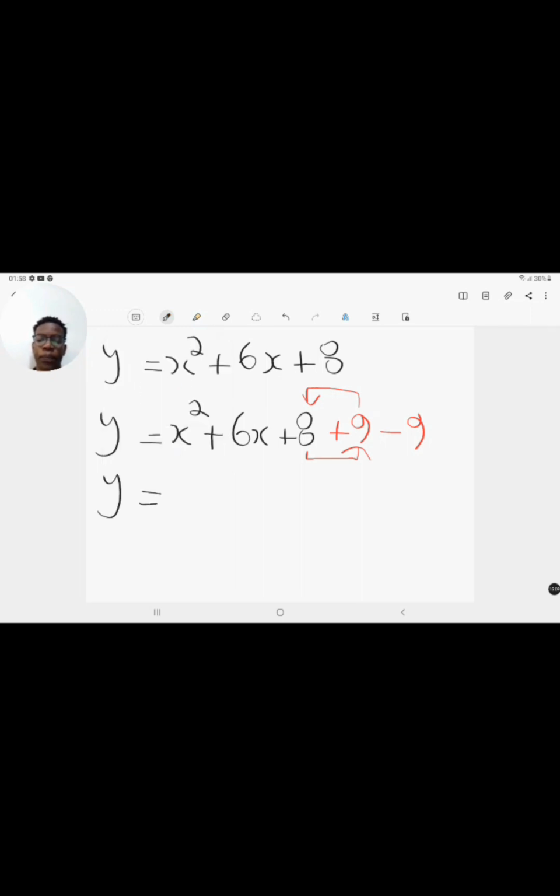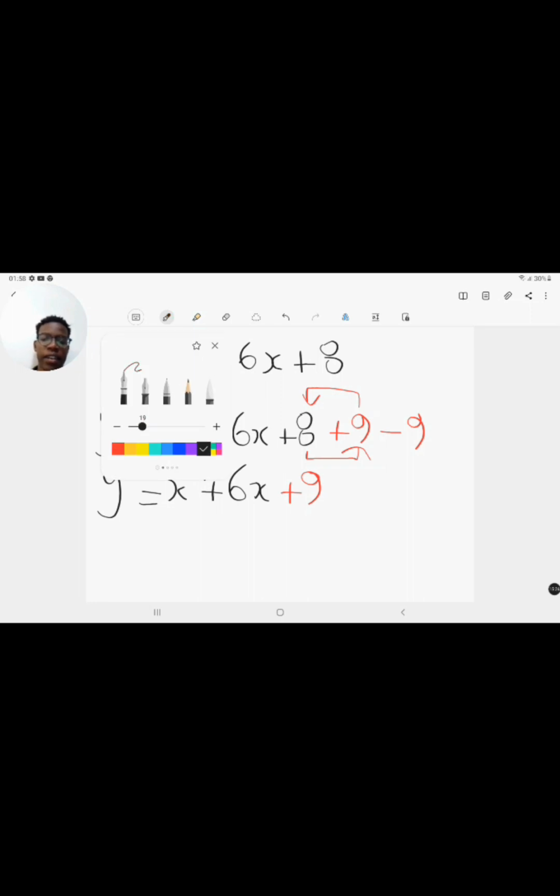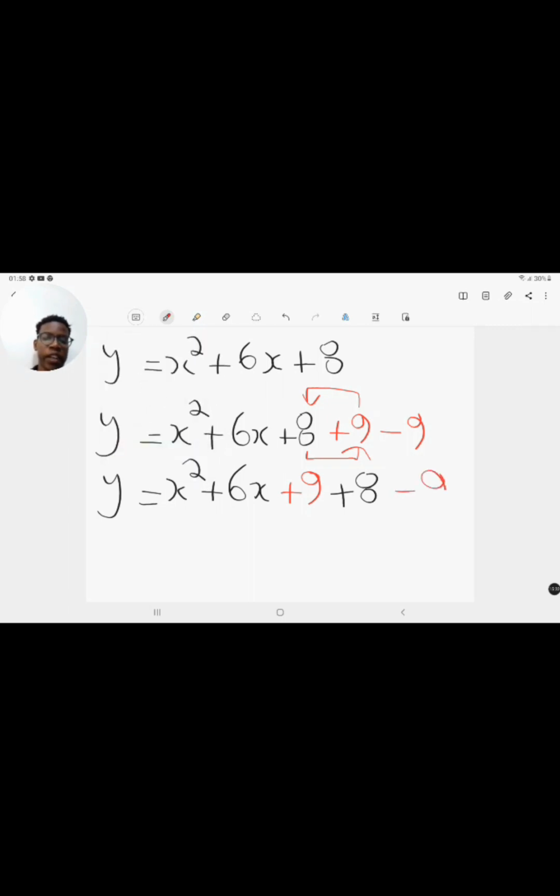I have y is equal to x squared plus 6x, and then that 9, I'm just going to take it and put it here, plus 9, right? And then that 8 that I had, I'm just rearranging now. I'm just changing the order of things. Okay, and then I'm going to keep the other 9 minus 9 here. I just changed the order.